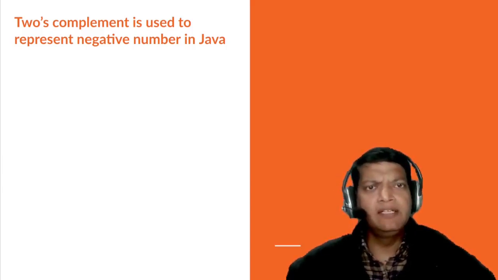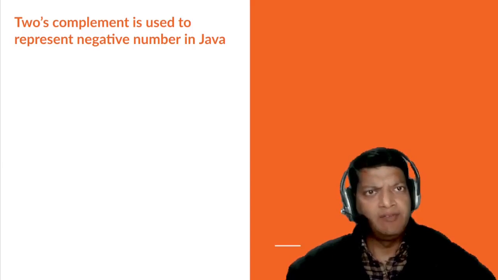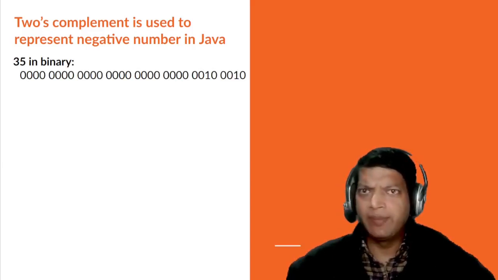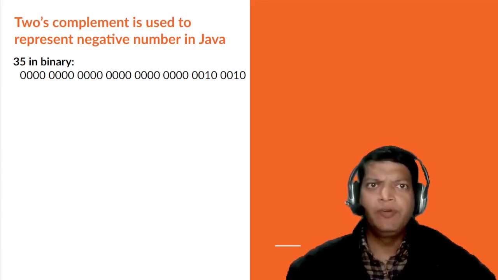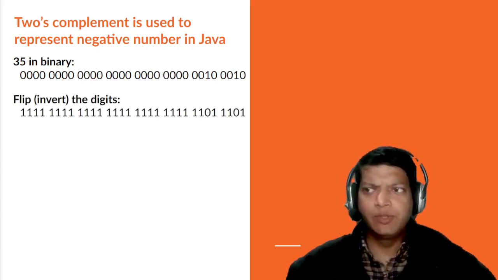We'll continue with our earlier example of 35. And we have already seen how to convert 35 in binary. So this is there on the screen right now. Now the first step is we have to flip the digits. That is, zeros will become ones and ones will become 0. Once that is done, we'll add plus 1 to it.